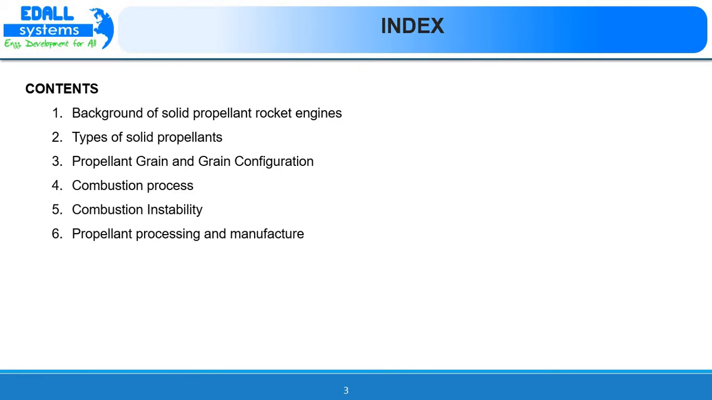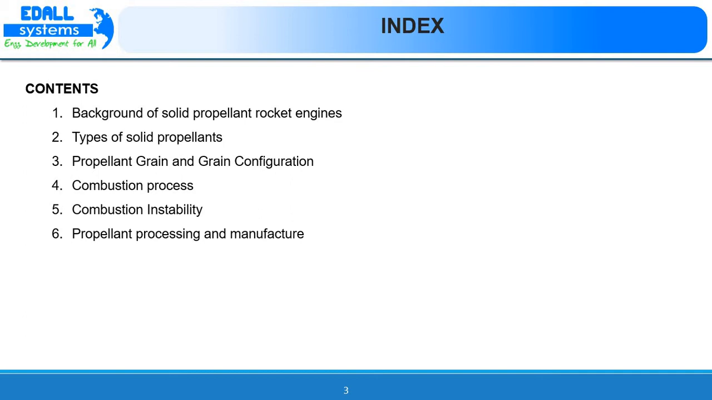So what is a propellant grain and what are the various grain configurations which were used previously and which are used even today? We will discuss this in brief. Then we will see the complex combustion process which is involved with solid propellant rocket engines, and why thrust termination is necessary in solid propellant rocket engines and how we can attain that with certain processes. So we will discuss even that.